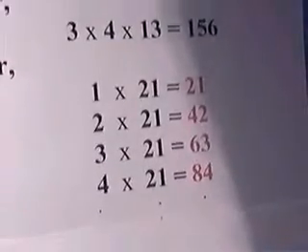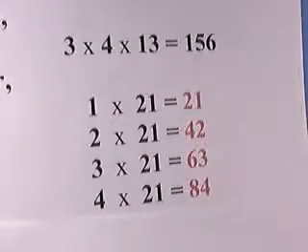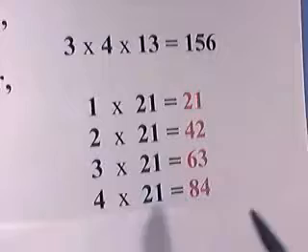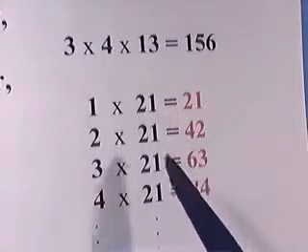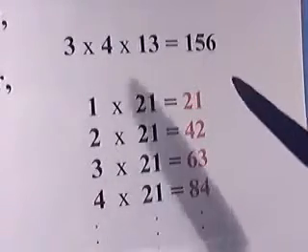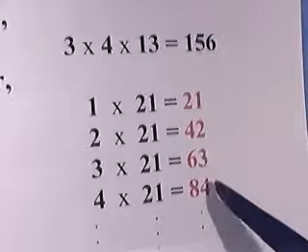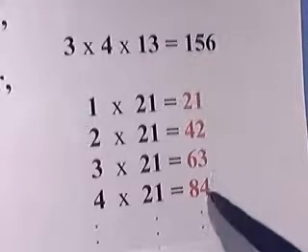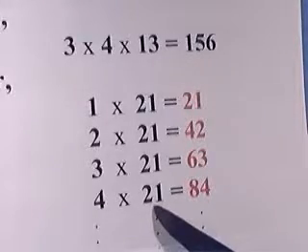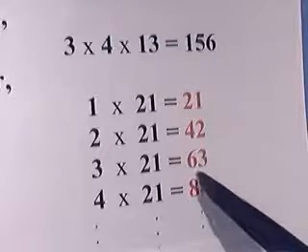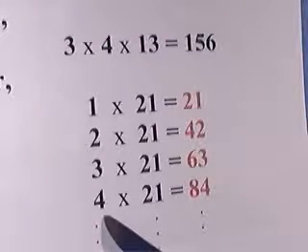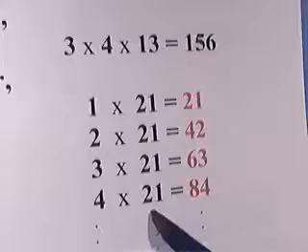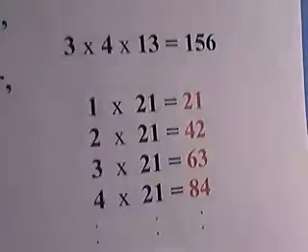Another way of looking at it is what I've done here. This looks very much like the 21 times table. 21, 42, 63, 84. These are all the multiples of 21. So in other words, 84 is the 4th multiple of 21. A very easy idea.